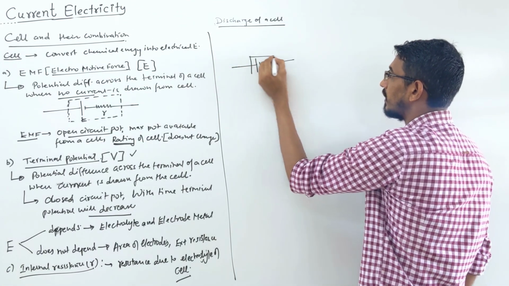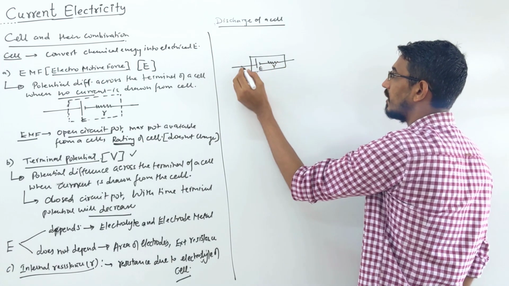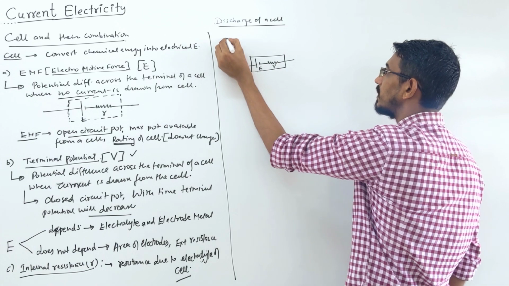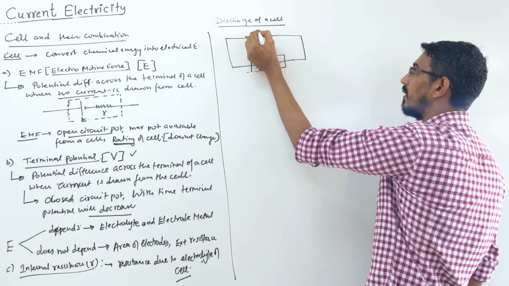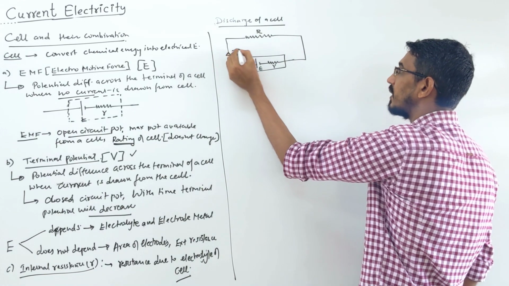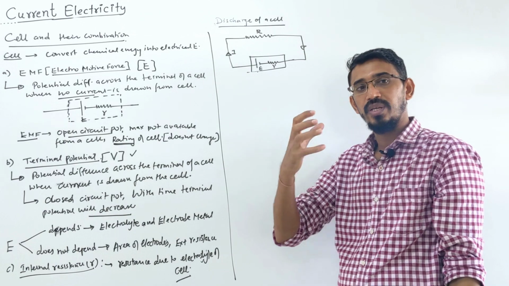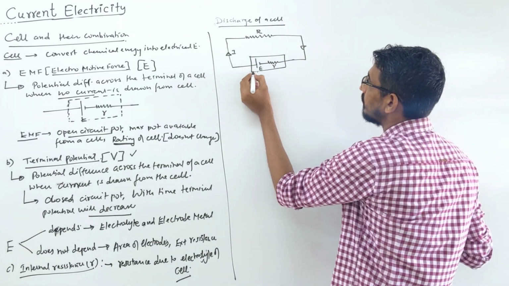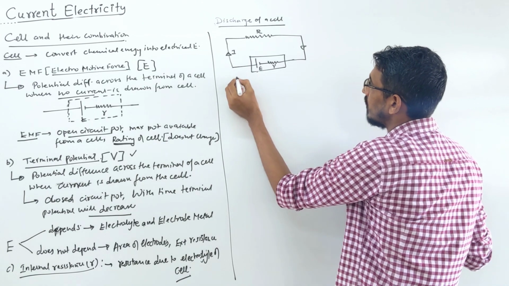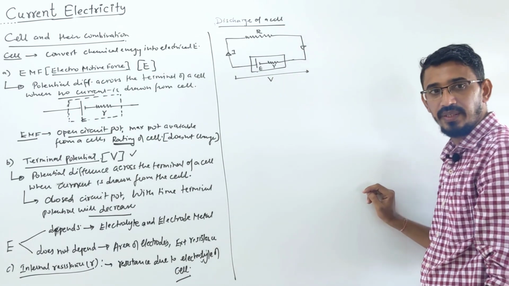So look here, this is your cell. It has EMF E and internal resistance r. We are drawing current through some resistance. Let's say this is the external resistance R, capital R. So some current I is flowing in the circuit, correct. This is called discharge of the cell. We are drawing current from the battery. Now we are interested in this potential across the terminal, which is called the terminal potential. How much is that?